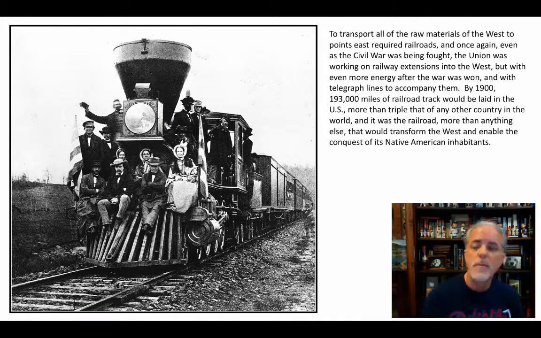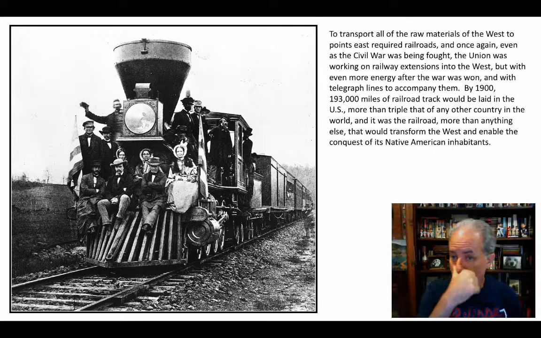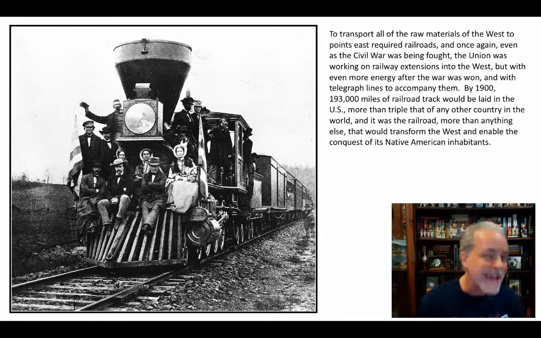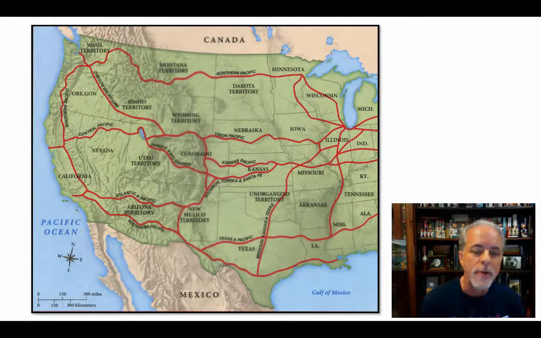Now, to transport all the raw materials of the West back east, this required railroads. And once again, even as the Civil War was being fought, the Union was working on railway extensions into the West, but with even more energy after the war was won, and with telegraph lines to accompany them for communication. By 1900, 193,000 miles of railroad track would be laid in the U.S., more than triple that of any other country in the world. And it was the railroad more than anything else that would transform the West and enable the conquest of its Native American inhabitants.